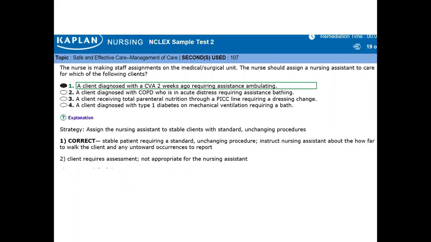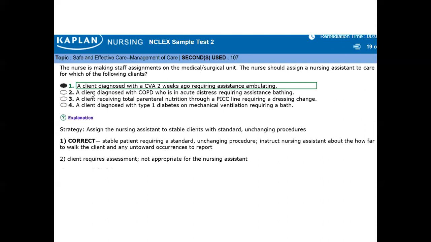the CNA can provide routine non-skilled care, such as bed making, bed bath, routine vital sign checkups if the patient is stable, enemas, or oropharyngeal suction, right? So there are 4 patients.